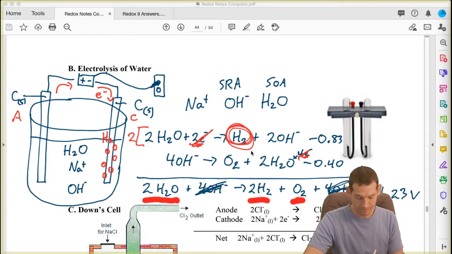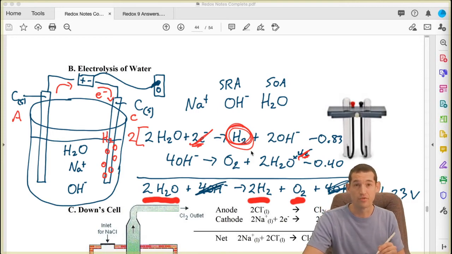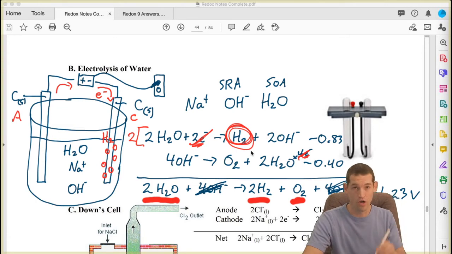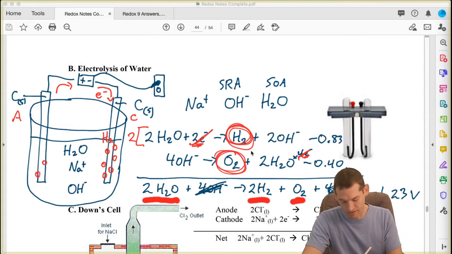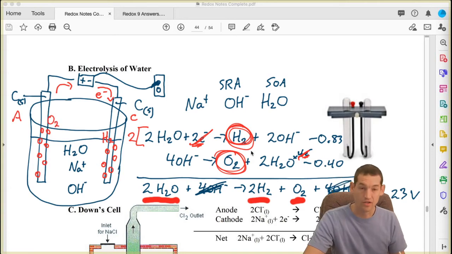On the other one, the hydroxide is my strongest reducing agent, so it's being oxidized at the anode, and at the anode I'm producing oxygen gas. So over here I'm producing bubbles, but these are bubbles of oxygen gas.